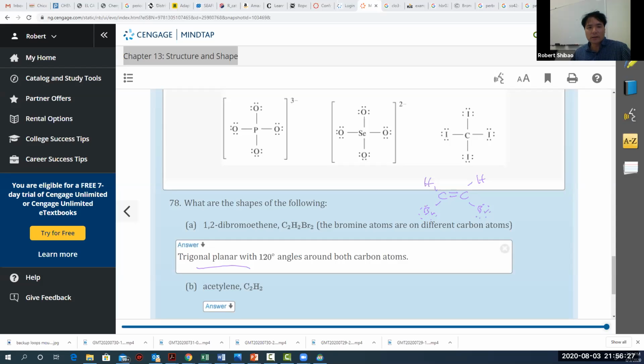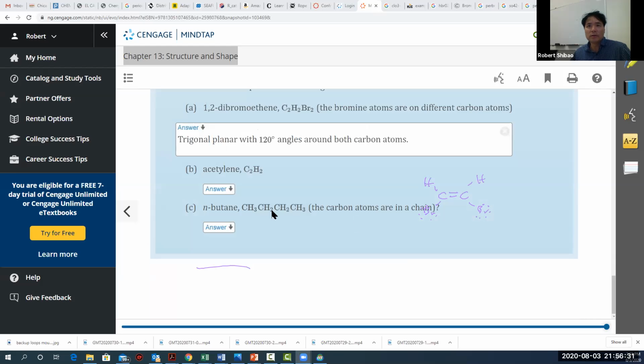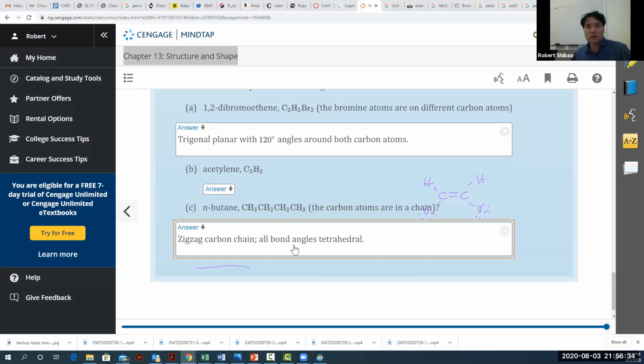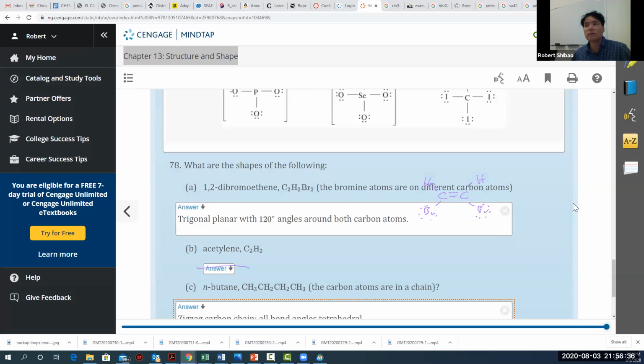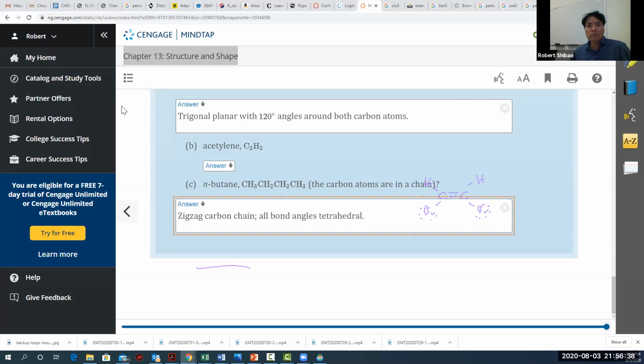Acetylene, we already did that. It has a single and a triple bond. And butane's all tetrahedral on the chain, a zigzag chain of tetrahedral. Okay, let's try something with resonance and hybrid and that kind of stuff.